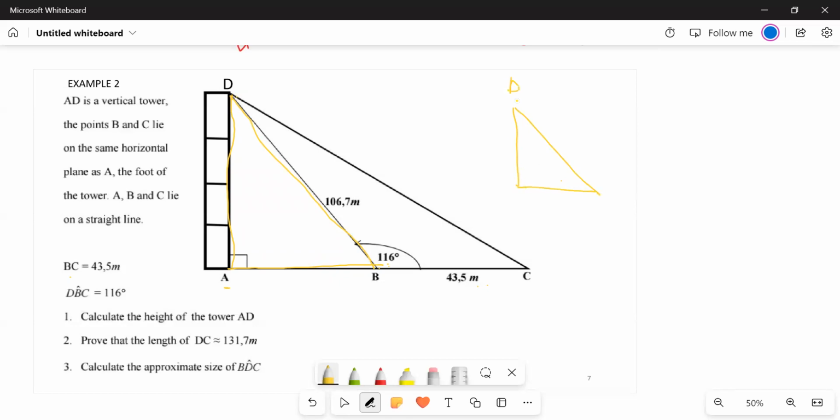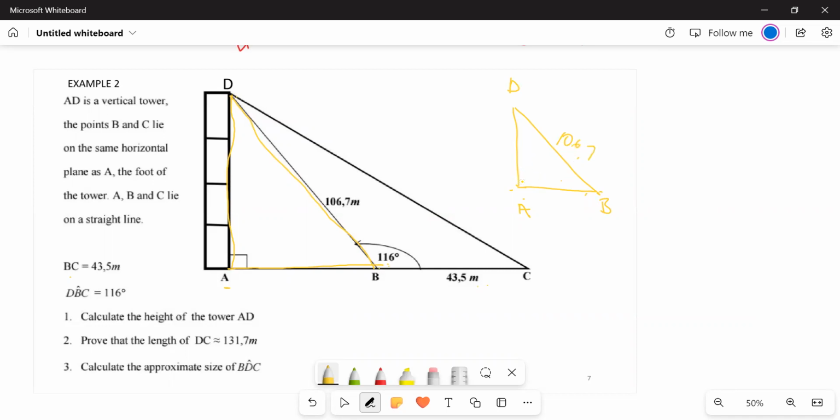Okay, this is D here. What is this? This is A. And then what is this? B. Okay, give me all the information that you have on this triangle. Do you know what is AD? Madeleine, you don't know what is AD. Do you know what is AB? Do you know what is DB? What is DB? It's 106,7. Okay? Do you know any angle here?